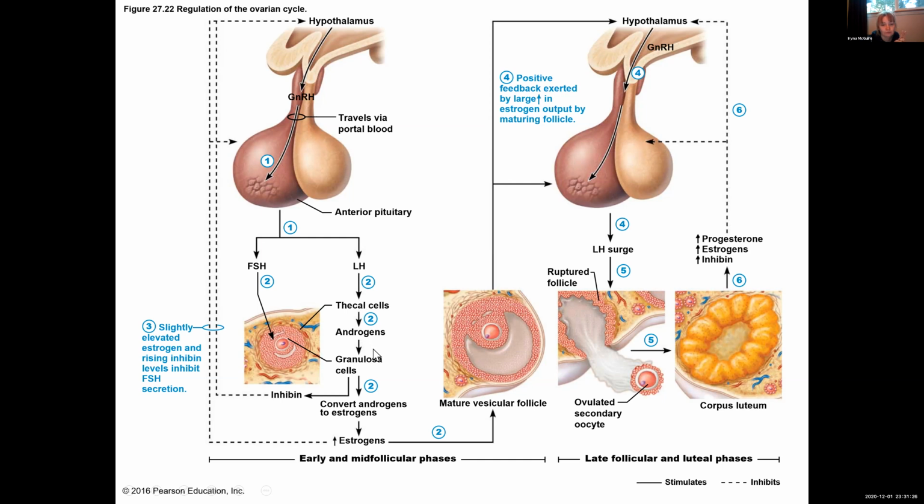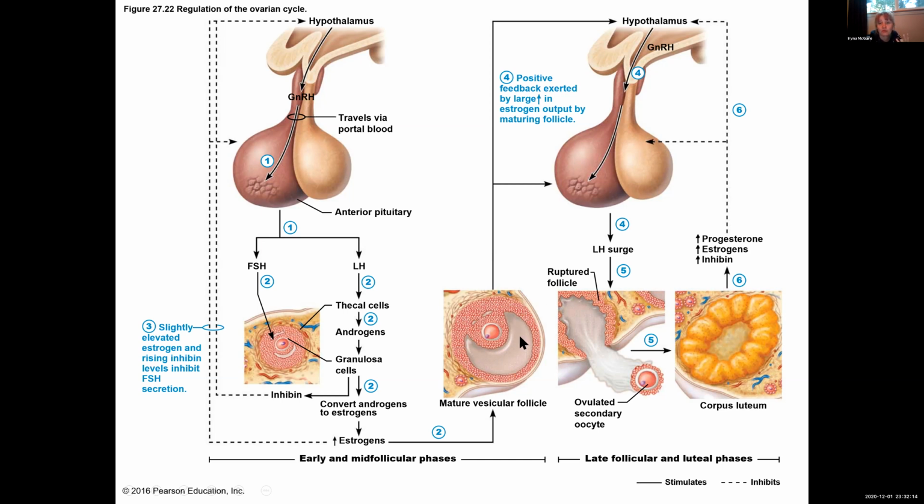Also, when estrogen level goes high, it gives negative feedback to the hypothalamus and anterior pituitary. So that decreases the secretion of FSH and LH. So we already have a high level of estrogen. Also, granulosa cells secrete inhibin that also inhibits the hypothalamus and anterior pituitary. Now, when estrogen level goes up, it stimulates the follicle to mature, to form this vesicular follicle. So that gives us a positive feedback.